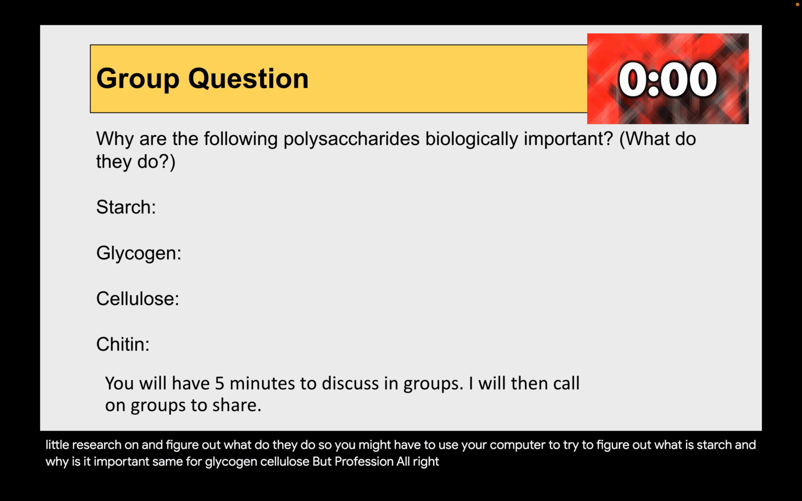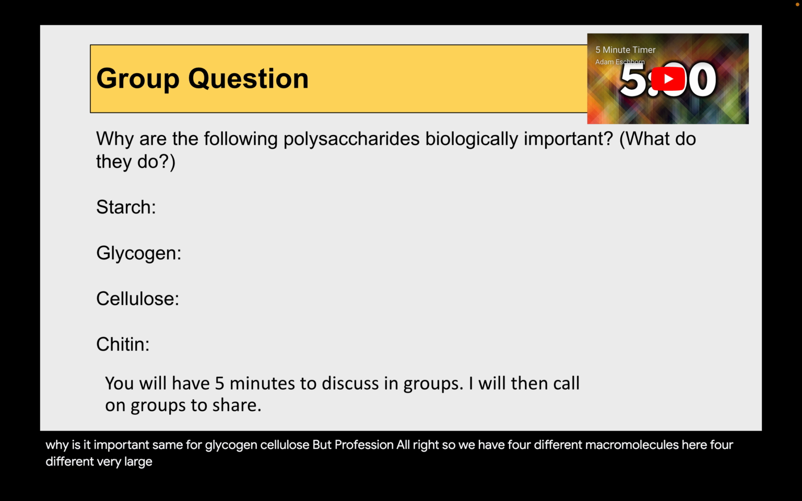All right, so we have 4 different macromolecules here, 4 different very large polymers. Why is starch important? What does it do? Yes, it stores energy for plants. A lot of plants, like you see starches in potatoes or cornstarch, store energy, and we will utilize that stored energy when we eat those starches.